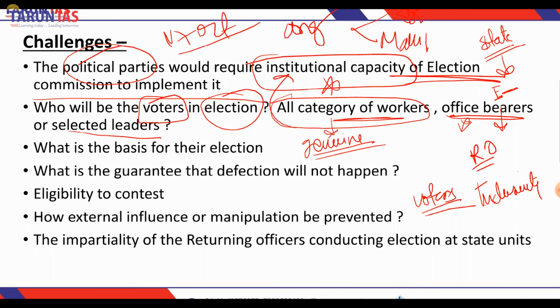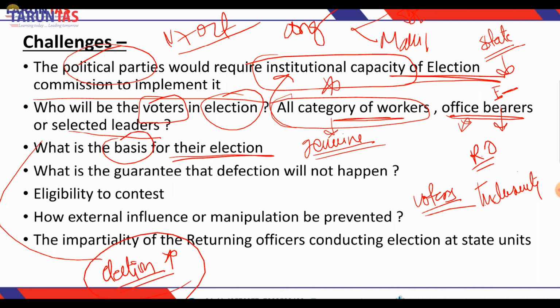Now, the third point the writer raises is the basis for the election. What would be the basis for the election? Like how the leader who is contesting is going to form the agenda for the election, so as to ensure a genuine person is elected.